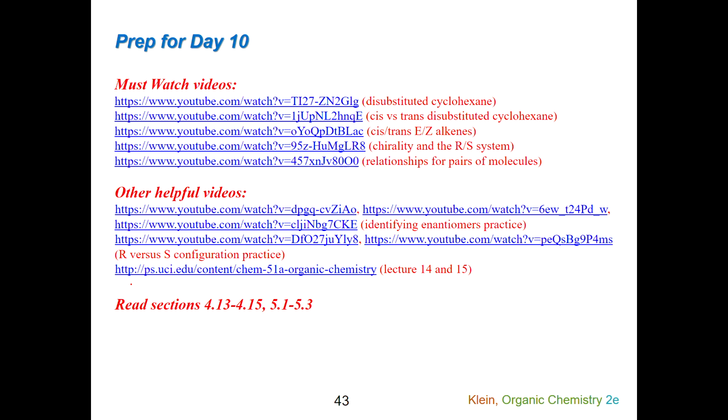So on Thursday we're going to finish up chapter 4 here with a little talking more about chairs and situations where my chair has more than one substituent attached to it. And then we're going to get into chapter 5, which is about looking at structures where spatial positioning of atoms changes the identity of the structure. And that's going to get very visual as well.